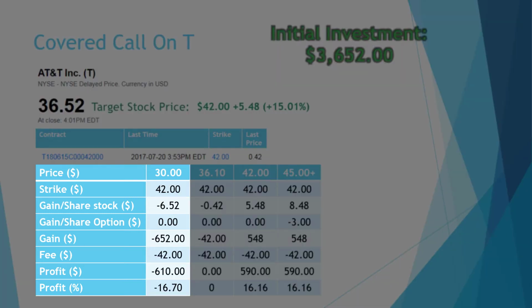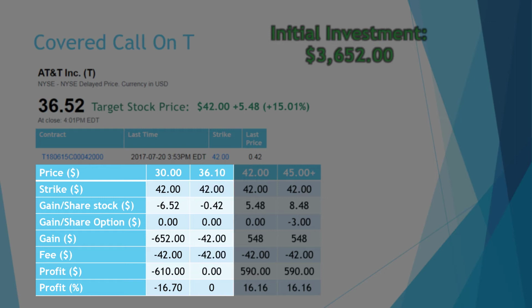At $30 per share, the contract will be worthless, but the stock will have a loss of $6.52 per share. With 100 shares, that is $652 in loss. Since I collected $42 in premium, which is denoted by a negative value in fee, the real loss is $610, which is 16.7% loss, and that is lower loss compared to owning the stock without a covered call.